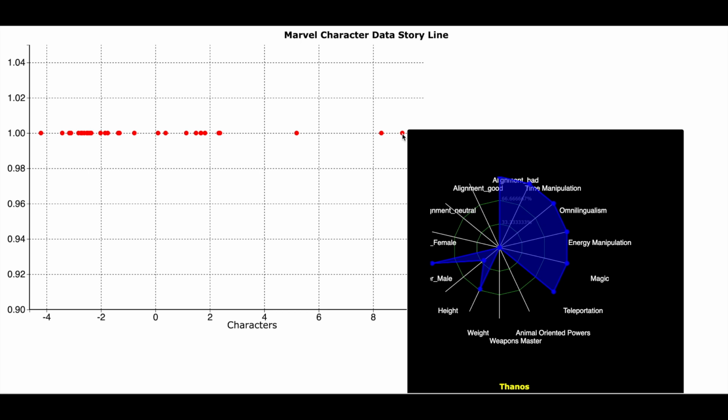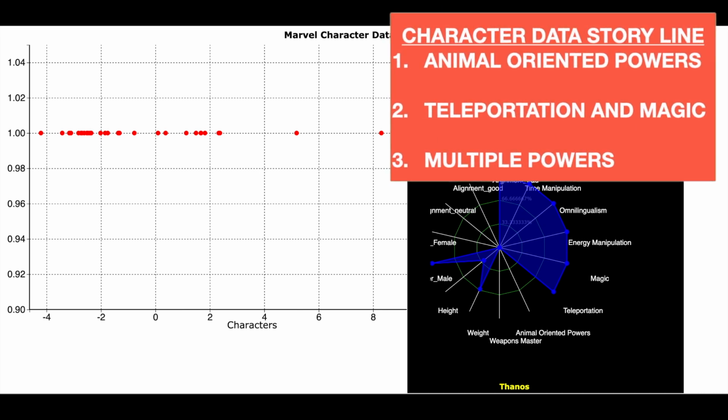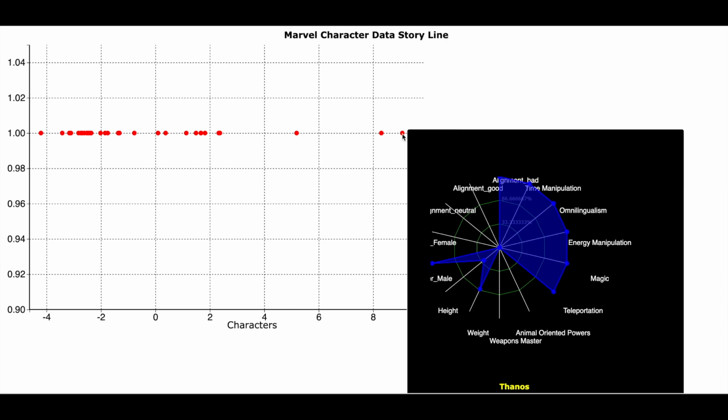So if we have to tell a data story, we can start with the characters having animal-oriented powers, and then we speak about the characters with teleportation and magic, and then we can end with the characters who have multiple superpowers. So as you can see, dimension reduction is a great way to transform multiple dimensions into a single dimension, and this is really an awesome data science superpower.